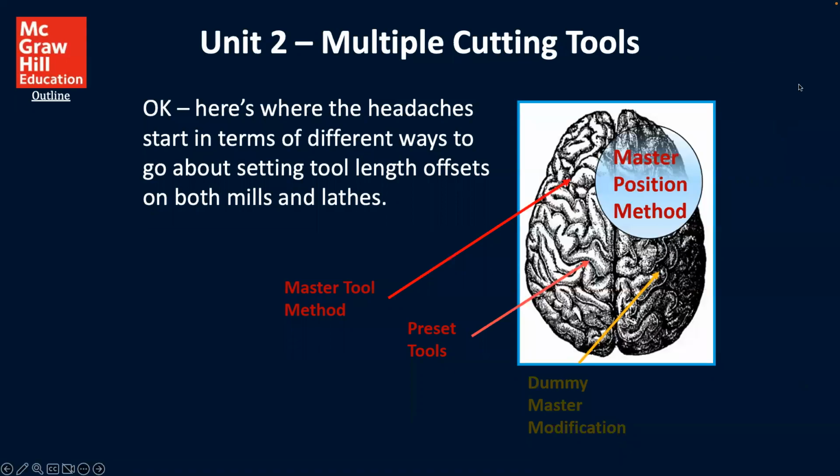Okay, now we're into the next unit where we're talking about multiple cutting tools. Here's where the headaches start in terms of a different way to go about setting tool length offset on both mills and lathes. And so you can have the master tool method, the preset tools, or dummy master modifications. These are some possibilities that are there.